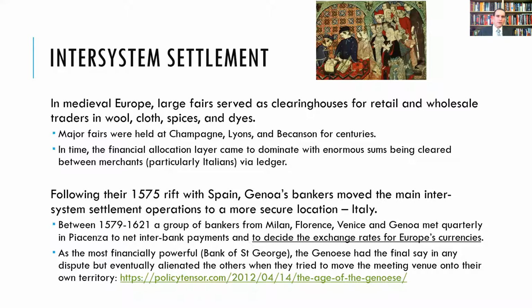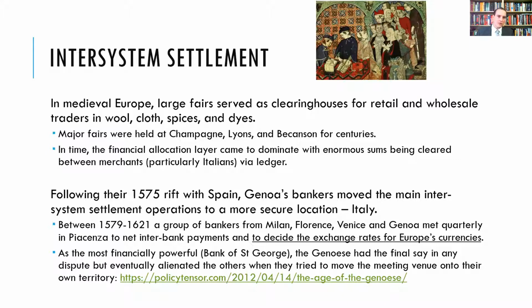These large fairs effectively served as clearinghouses for large retail and wholesale traders in goods that were being transported far distances. You would have things like wool or cloth coming from Northern Europe and spices and dyes coming from Southern Europe, which had ultimately imported it from India, China, and the Middle East. And these fairs effectively served as a clearing space, originally for retail transactions to take place and for merchants to buy goods from each other.